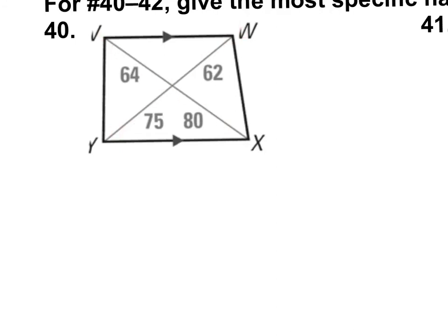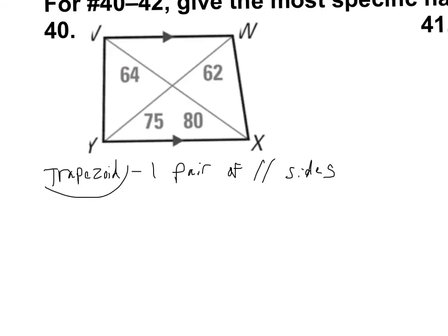So I'm going to go ahead and start by saying this is a trapezoid because it has one pair of parallel sides. Again, feel free to abbreviate your explanations like I'm doing here. You don't have to write in complete sentences. It's okay. And even if we add the diagonals up, they're not equal. So it's not going to be an isosceles trapezoid either. So just a trapezoid.